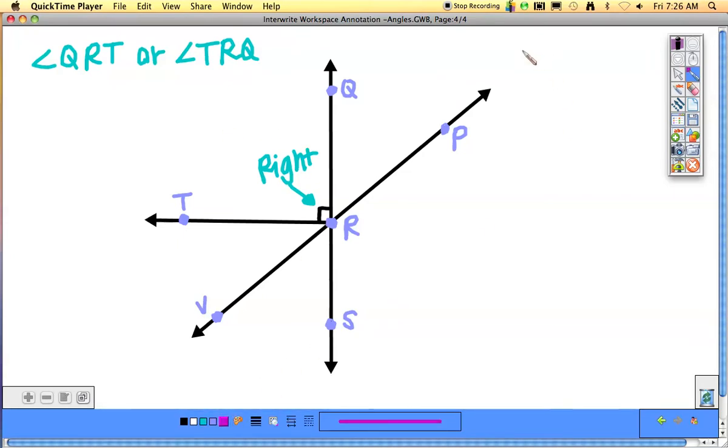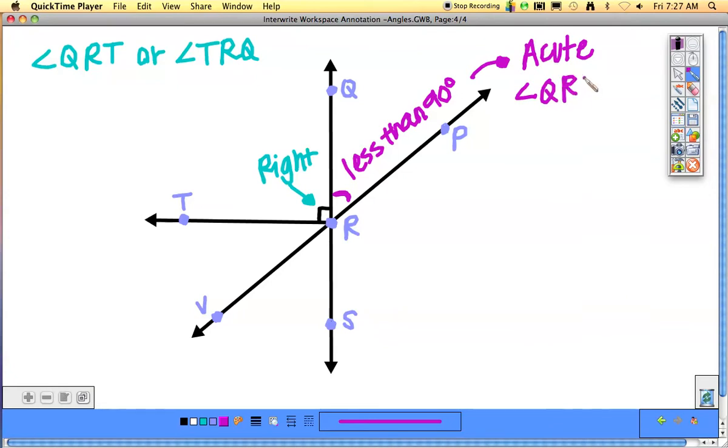I'm going to move next to an acute angle, and I see that this right here is less than 90, which means that we're talking about an acute angle. I can name that angle QRP because I'm talking about the opening between those. I can also name it angle PRQ. And this angle here is too wide. What about this angle here?